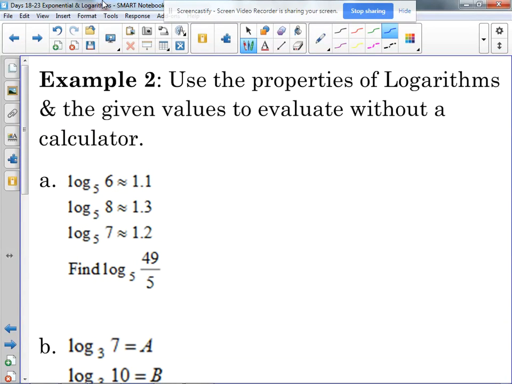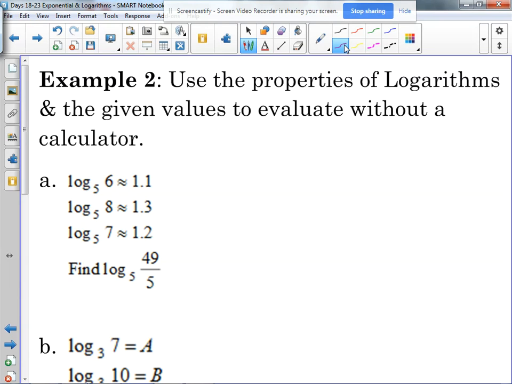We want to find log base 5 of 49 over 5. If we are doing this completely with our calculator, I know, absolutely, you can go to your calculator, do change of base, and get the number here. But what this is testing is, do you understand the properties of logarithms?